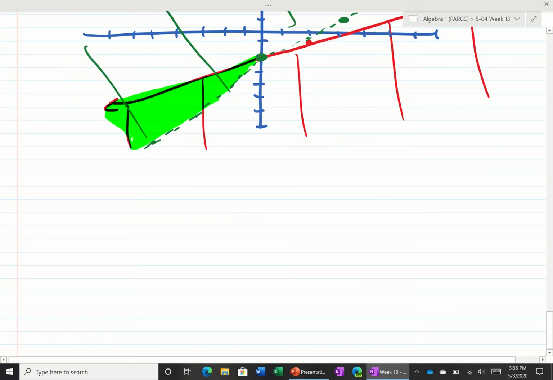Let's move down to number 7. Number 7 says write an equation in slope-intercept form through 2 given points. So we're going to write an equation in y equals mx plus b form, and the points that we're going to be using are negative 1, 0 and negative 2, negative 3.